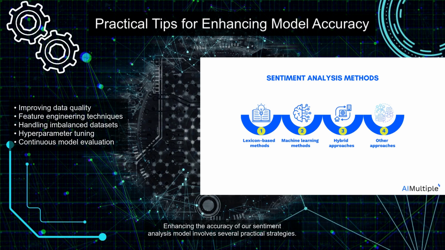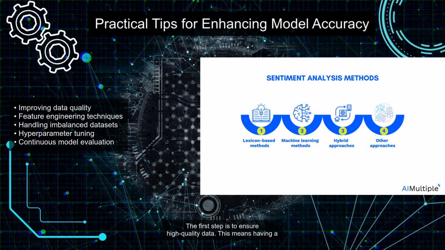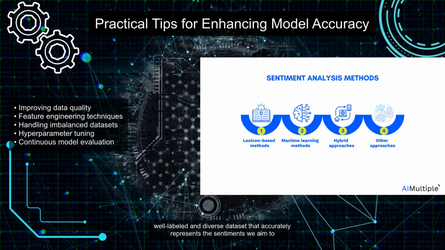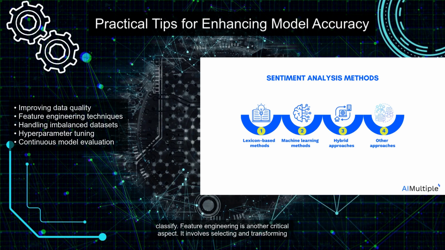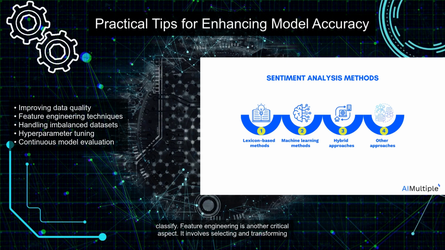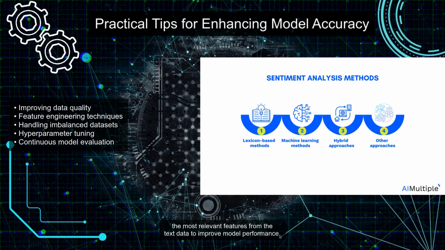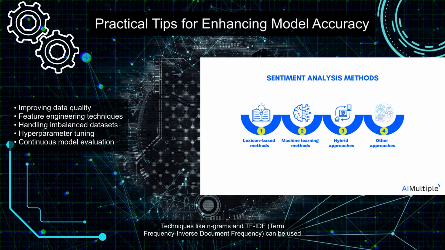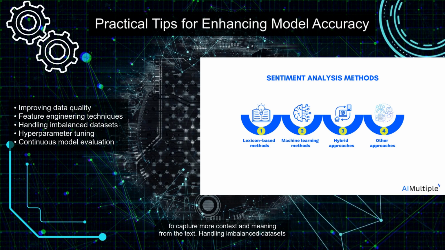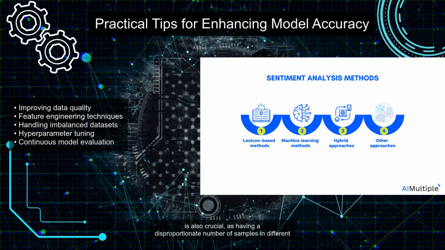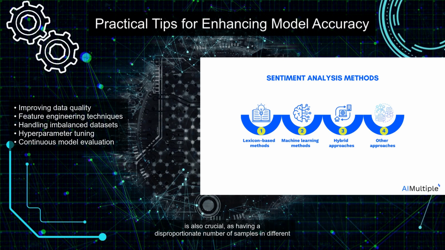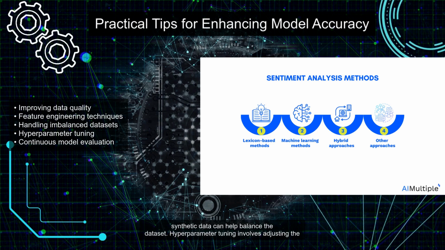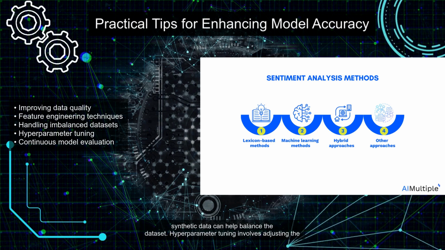Enhancing the accuracy of our sentiment analysis model involves several practical strategies. The first step is to ensure high-quality data. This means having a well-labeled and diverse dataset that accurately represents the sentiments we aim to classify. Feature engineering is another critical aspect. It involves selecting and transforming the most relevant features from the text data to improve model performance. Techniques like n-grams and TF-IDF, term frequency and inverse document frequency, can be used to capture more context and meaning from the text. Handling imbalanced datasets is also crucial, as having a disproportionate number of samples in different classes can skew the model's predictions. Techniques like oversampling, undersampling, and using synthetic data can help balance the dataset.